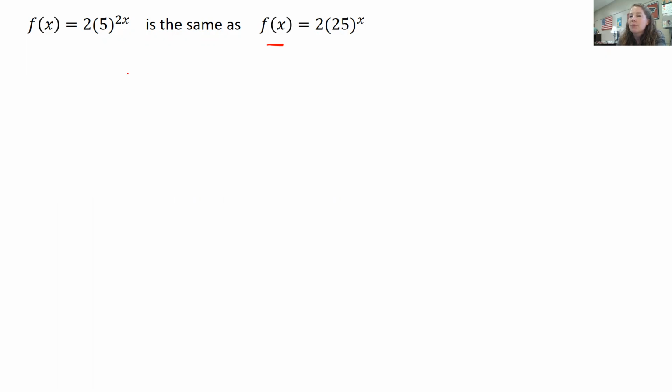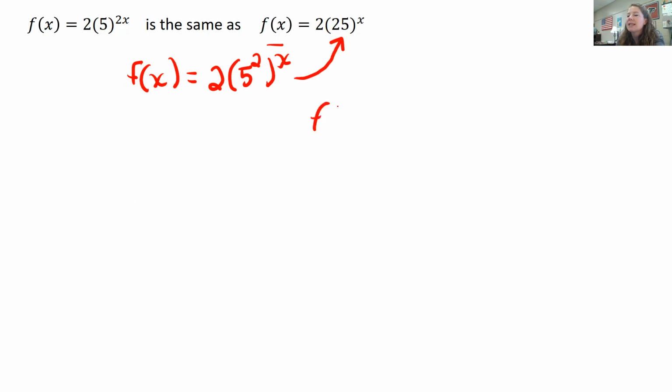So basically, you can go ahead and raise 5. Go ahead and say, okay, well, what is 5 squared? So of course, 5 squared is 25, and so that's how we go from here to here.